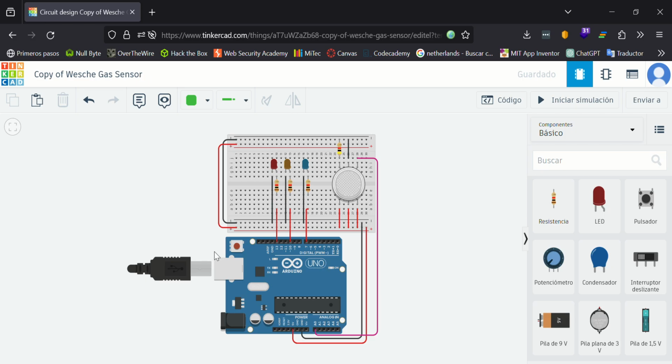During this class, we're gonna work with the gas sensor. The gas sensor, as its name implies, detects the amount of a gas that is in the air. For this, I already have a circuit prepared on TinkerCad.